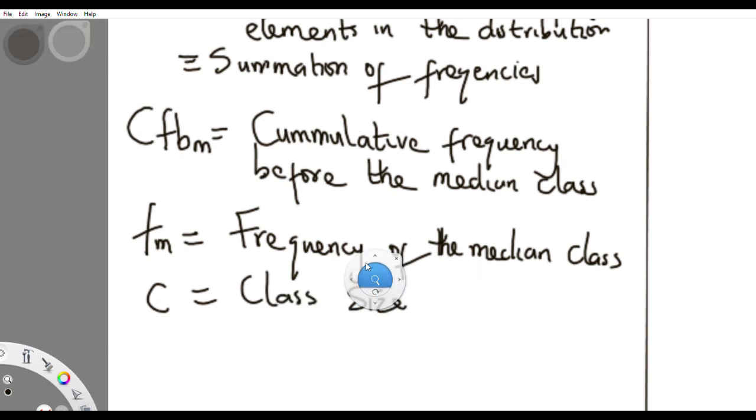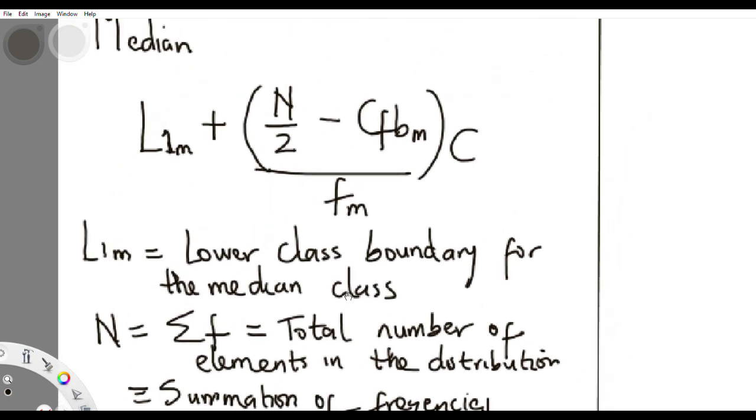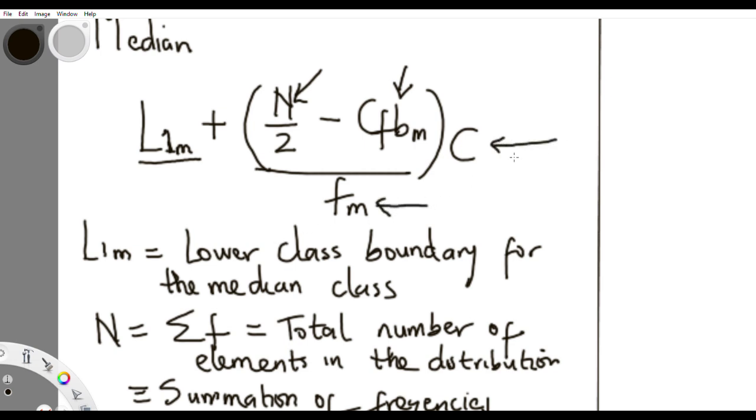Okay, now let's go back. This is the lower class boundary of the median class. This is the summation of frequency, or the total number of elements in the distribution. This is the cumulative frequency before the median class. This is the frequency of the median class, and this is the class size.